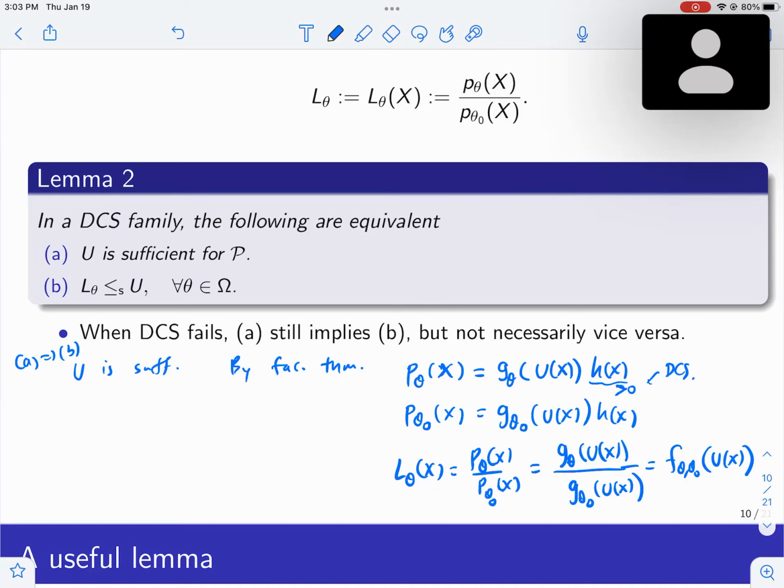So the assumption is to make sure that the denominator does not become 0. Yes, if the two have different supports, it could be that for some reason this has positive mass and this has 0, and then I have to worry about infinity. If you allow infinity, you can still do things. We'll see an example when this doesn't happen. But that's basically to avoid worrying about those cases.